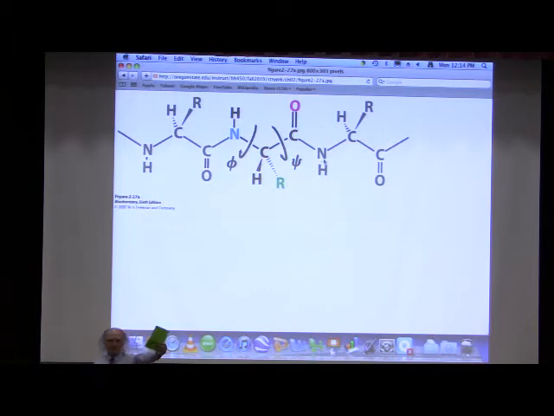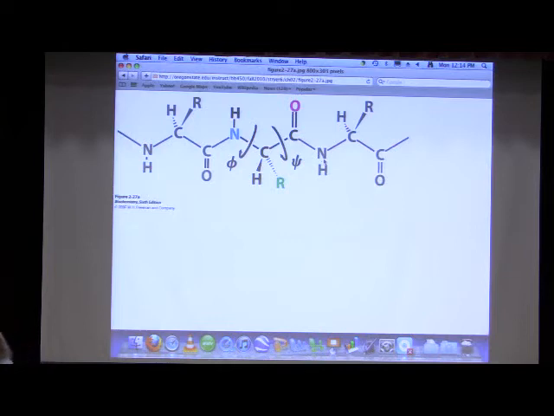Here's one peptide bond over here. Here's one peptide bond over here. And between these two peptide bonds, there are single bonds. What does that mean if they can rotate? It means that the entire plane of the peptide bond can rotate. Okay? The peptide bond itself can't twist and turn, but the bonds between the peptide bonds can twist and turn.